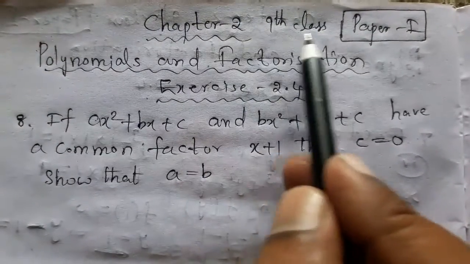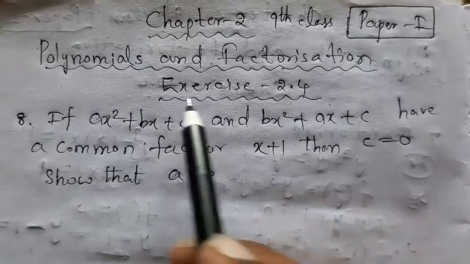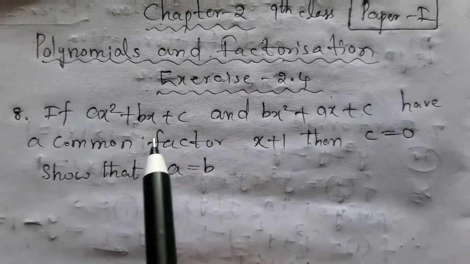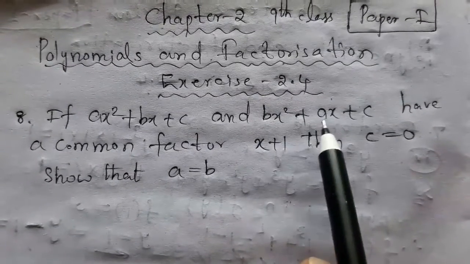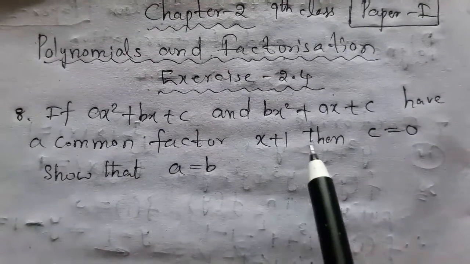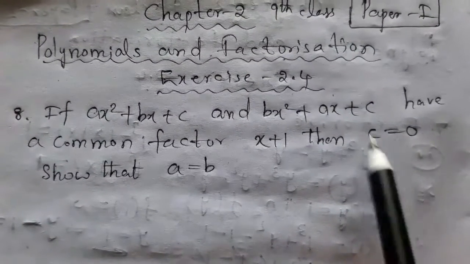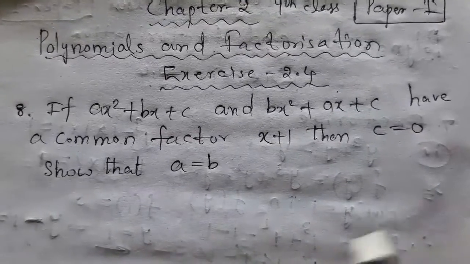Chapter 2, ninth class, Paper 1, Polynomials and Factorization, Exercise 2.48. If ax square plus bx plus c and bx square plus ax plus c have a common factor x plus 1, then c equals to 0. There is a condition given, c is equals to 0. Show that a equals to b.